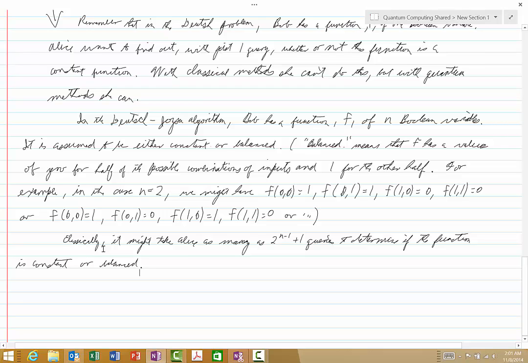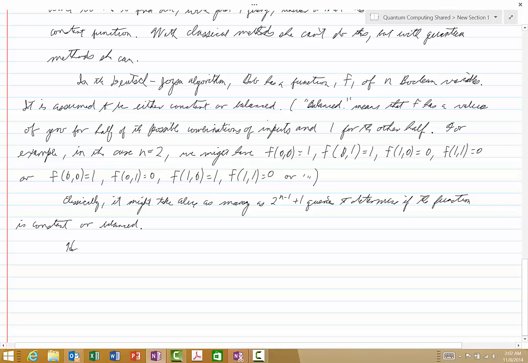But now, just as we did with the Deutsch problem, here with the Deutsch-Jozsa algorithm, we want to see how Alice could do this with just one query using quantum methods. So let's say, how can Alice determine whether f is constant or balanced using a quantum approach? And that is what we will discuss now.